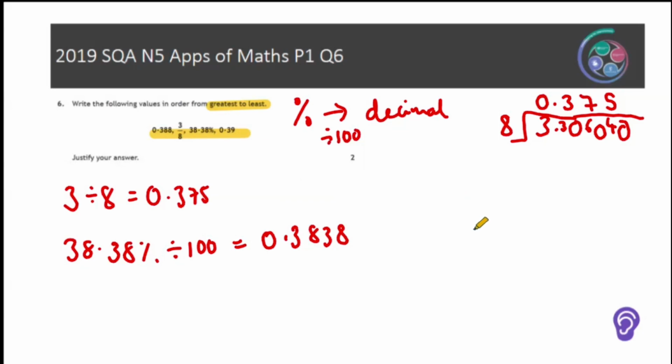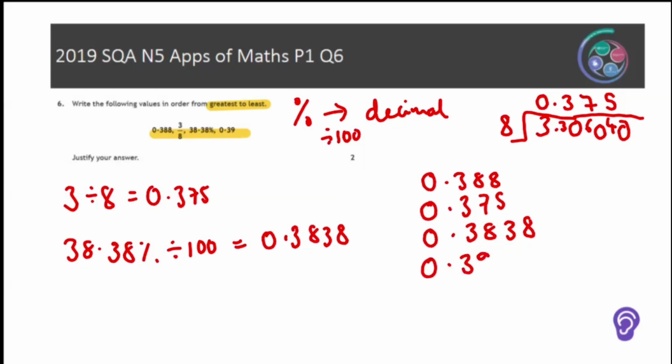Now, all you need to do is now write them from greatest to least. Remember that, not least to greatest. That's important. The biggest mistake with questions involving decimals that people make is assuming that a longer number is a bigger number. All I'm going to do is write out those numbers. So I've got 0.388, 0.375, and I'm just lining up my decimal points here, 0.3838, and then 0.39. And by lining them up like this, it allows me to compare these numbers a lot easier.